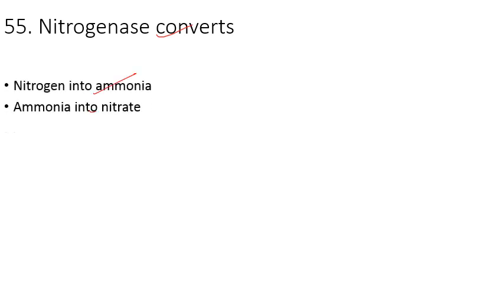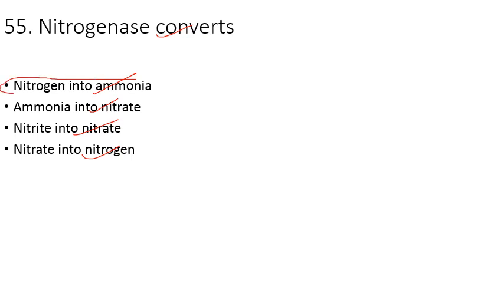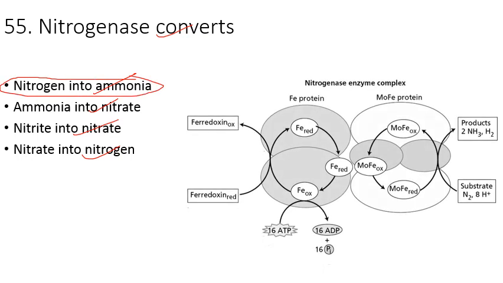The next question is, the nitrogenase converts. Our options are nitrogen into ammonia, ammonia into nitrate, nitrite into nitrate, or nitrate into nitrogen. So its right answer is nitrogen into ammonia. This is the nitrogenase enzyme, which is made up of molybdenum and iron complexes. It requires a lot of energy, that is 16 ATP, for the production of ammonia from nitrogen. So this is the role of this enzyme, that it converts nitrogen into ammonia.